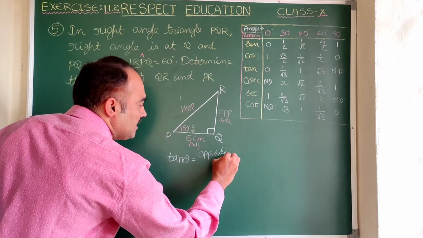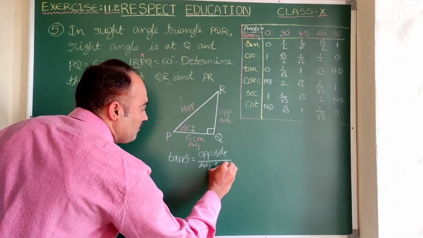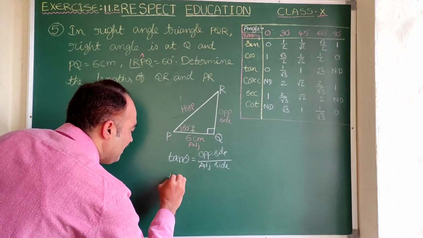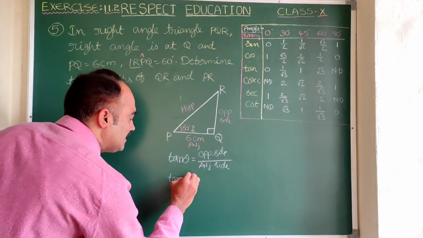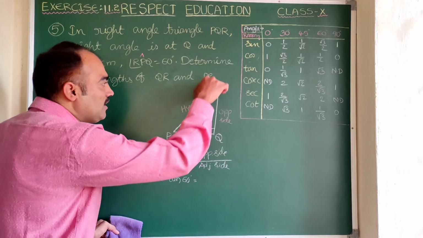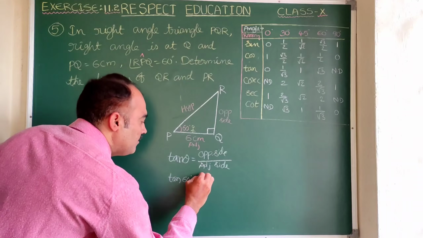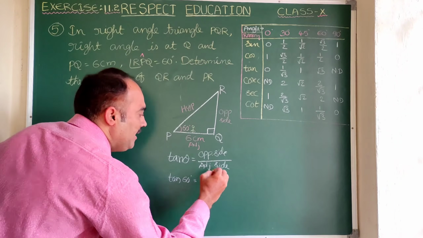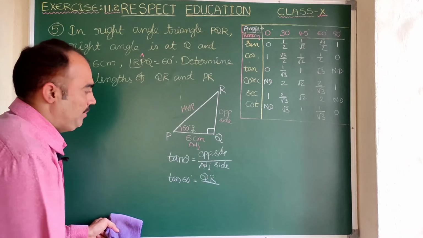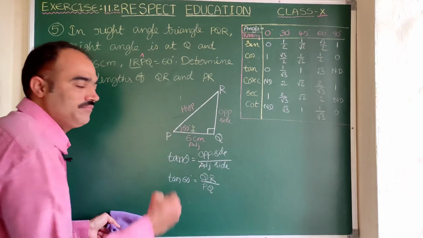Opposite side to theta by adjacent side to theta. Now here tan, in place of theta I am taking 60 degrees. Tan 60 is equal to, for 60 degrees what is the opposite side? QR, nothing but RQ, both are same. QR by adjacent side, which is PQ. The value of PQ is 6, that we are going to substitute in the next step.